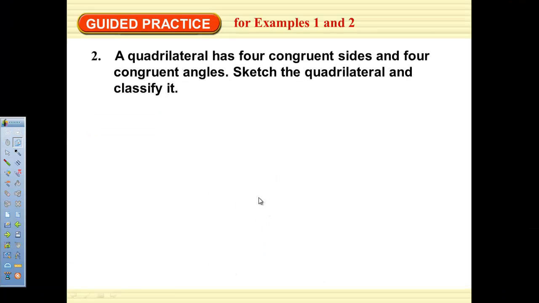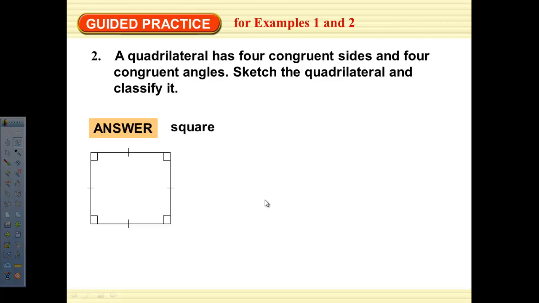And it says we have a quadrilateral with four congruent sides and four congruent angles. Sketch the quadrilateral and classify it. If it has all four sides congruent and all four angles congruent, it would be a square. And we're done. Thanks.